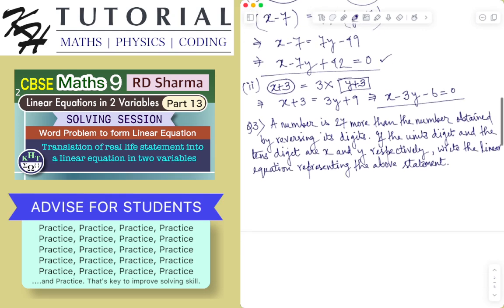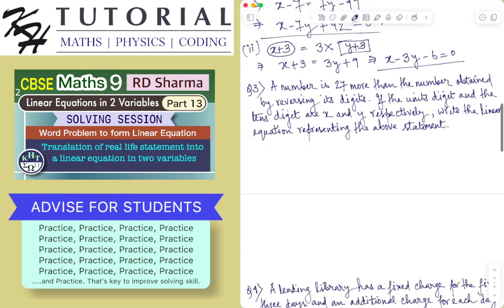Question number 3 says a number is 27 more than the number obtained by reversing its digits. If the units digit and the tens digit are x and y respectively, write the linear equation representing the above statement. The statement that we have to express in a linear equation of two variables is: a number is 27 more than the number obtained by reversing its digits.